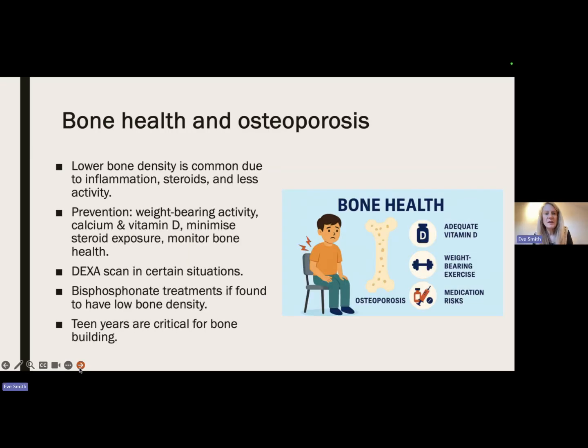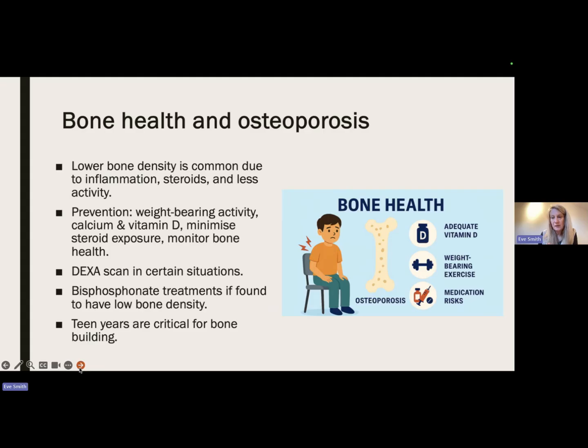Bone health, I mentioned at the beginning, is also something that we need to think about. So there's a couple of reasons why we need to think about that. One is that inflammation can impact on bone density. By bone density, I mean the strength of the bones, how dense it is. If you think of a sponge, there's lots of little holes in it. Bones are a bit like that. If your holes are bigger, then that's more of a problem than if the holes are smaller and the bone's more dense. So inflammation can affect bone density.